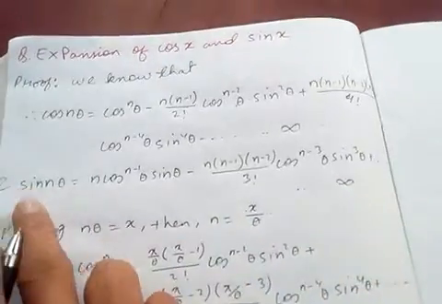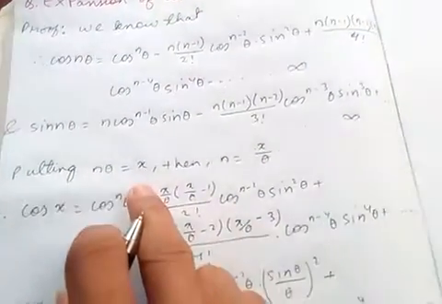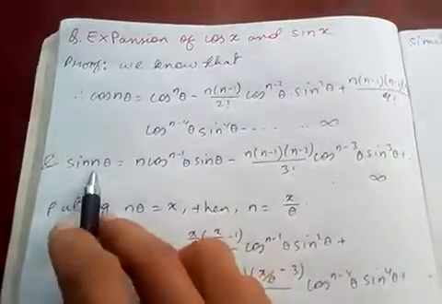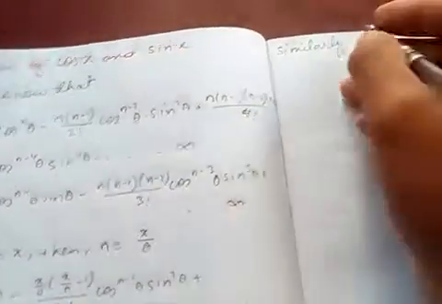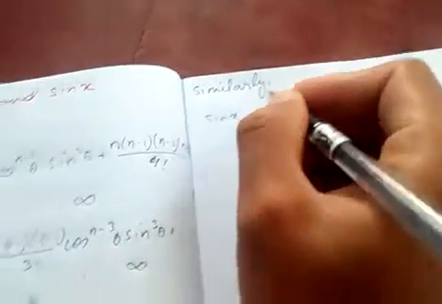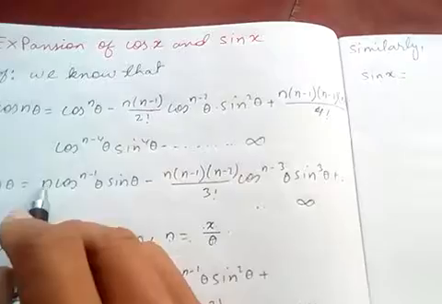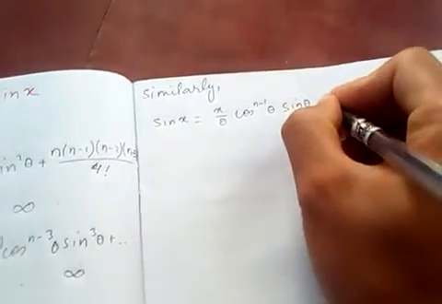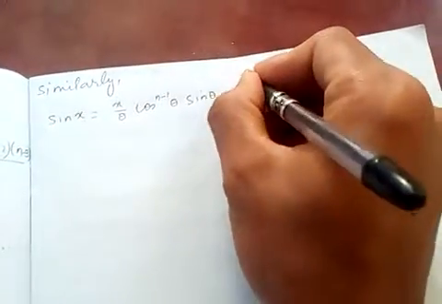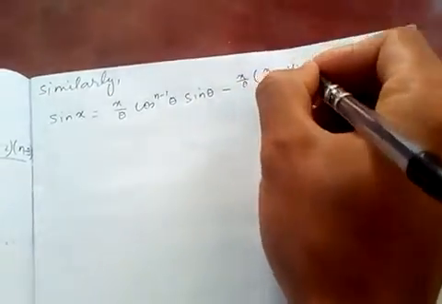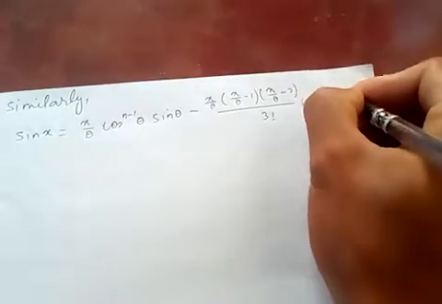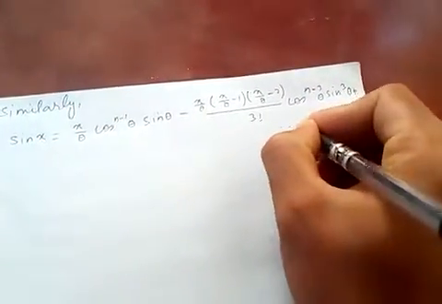Now for sin of x, from this same thing, putting n theta equal to x, similarly instead of n theta we'll put x, so it will be sin of x equal to, and here n is x upon theta, so this becomes x by theta, and cos to the power n minus 1 theta sin theta minus x upon theta, x by theta minus 1, x by theta minus 2 by 3 factorial cos to the power n minus 3 theta sin cube theta plus and so on up to infinity.